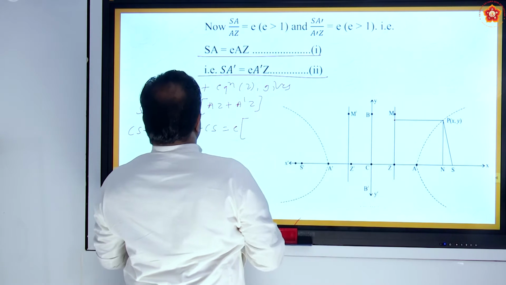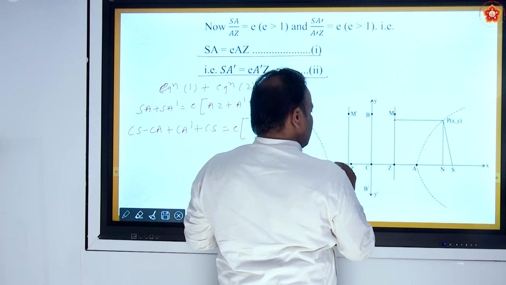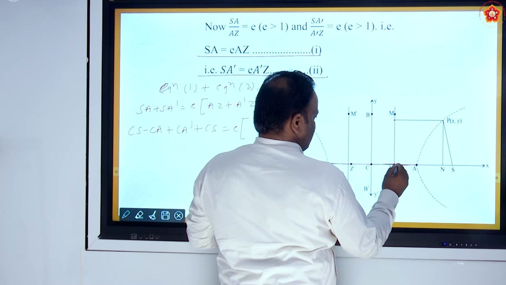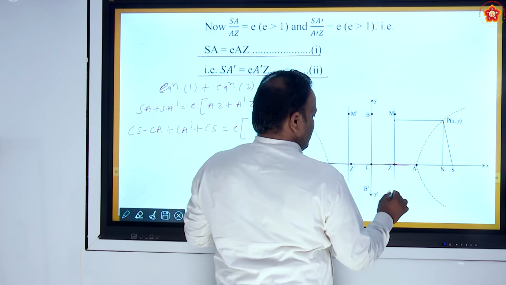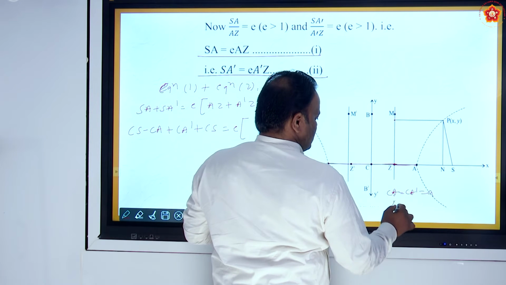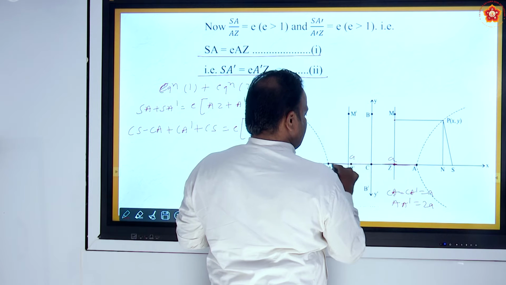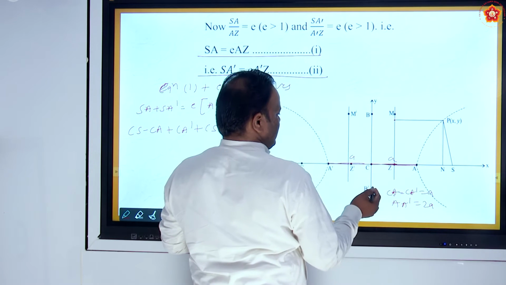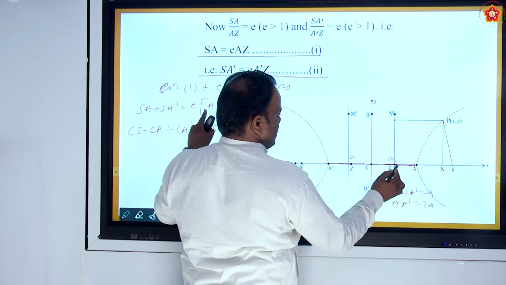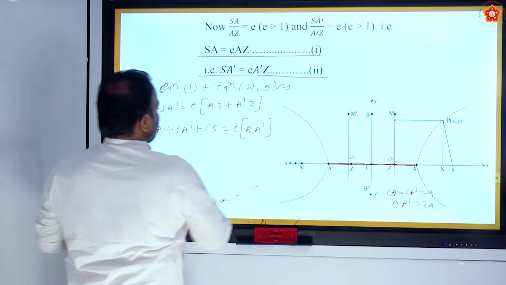What is AZ? AZ plus A dash Z, correct? AZ plus A dash Z is nothing but A dash. We know already CA is equal to CA dash equal to A. Once again I write here, A dash equal to how much? 2A. This is A, this is A, total A dash is nothing but 2A. So AZ, this length, plus A dash Z, this length, means total length. Total length is nothing but A dash.